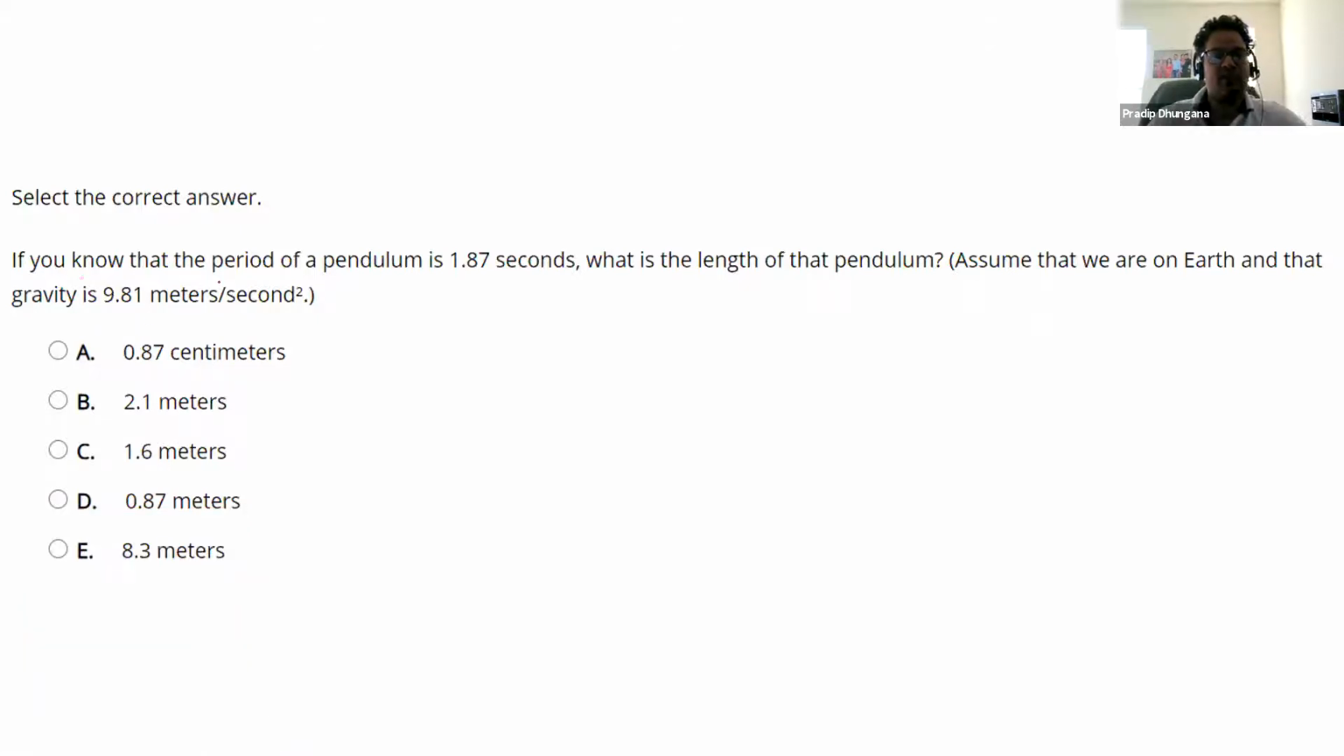The question is, if you know that period of a pendulum is 1.87 seconds, that is T, period of pendulum, capital T. What is the length of that pendulum, capital L? Assume that we are on Earth and that gravity is 9.8 meters per second squared. That is acceleration due to gravity. So we do have some information already, that is time period and acceleration due to gravity. Using that information, we have to calculate the length of the pendulum. So we know that you can use this formula. Time period is 2 pi times square root L over G.